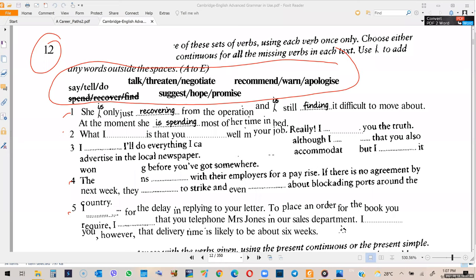She is only just recovering from the operation and is still finding it difficult to move about. Okay, just look at number one. Try to solve number two. Try, then we will solve it together.